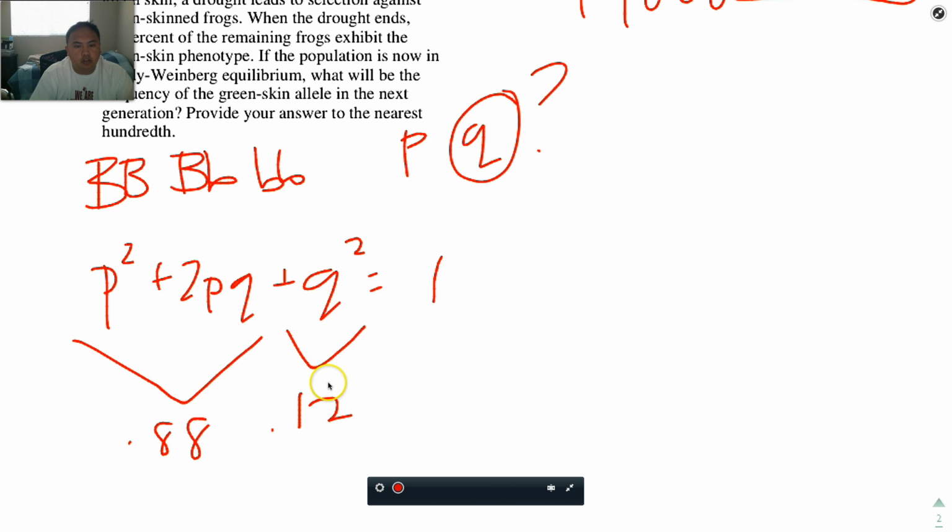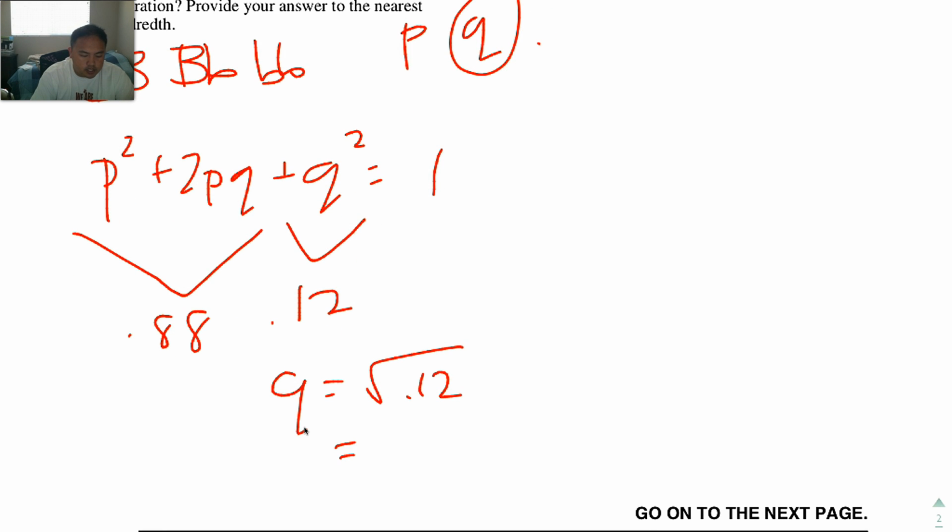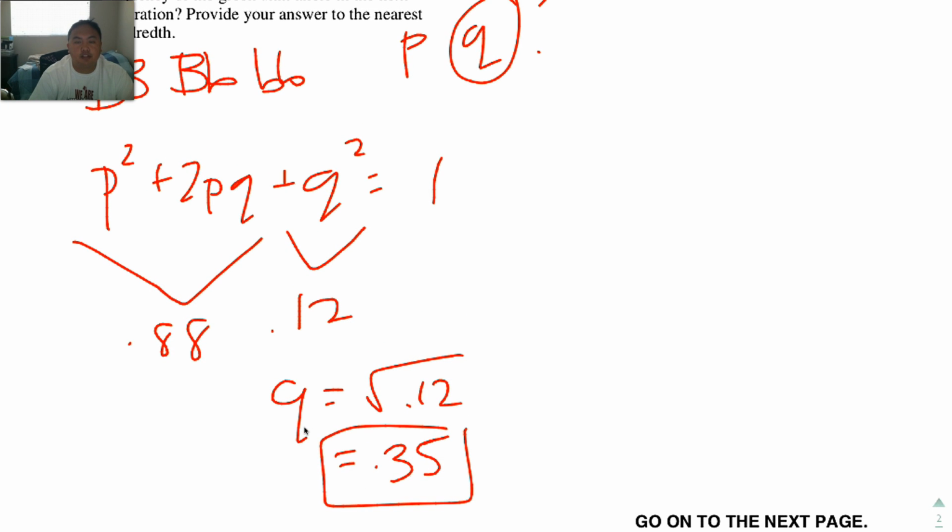Well, if we know that Q squared is 0.12, to find Q, all you have to do is take the square root of 0.12. And when you do that in your calculator, you should get, I think, 0.35. That's the frequency.